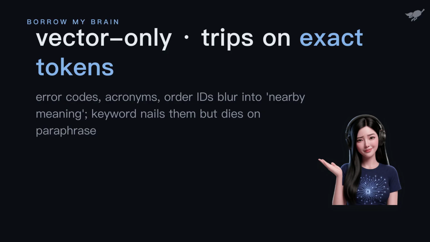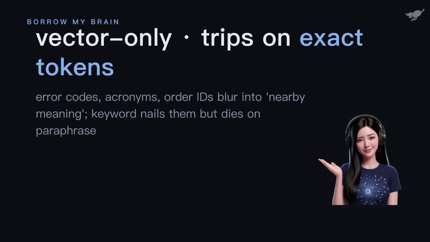But if you stop here and go vector only, you'll fall into a different pit. Vectors are great at meaning, but they smear out the precise stuff. Error codes, acronyms, product model numbers, order numbers, it wipes them all into roughly the nearby meaning. The other way around, keyword search nails that kind of precise token in one shot, but it dies on paraphrases. Each one has its own blind spot. So RAG in production is hybrid retrieval. You run both, then fuse them.